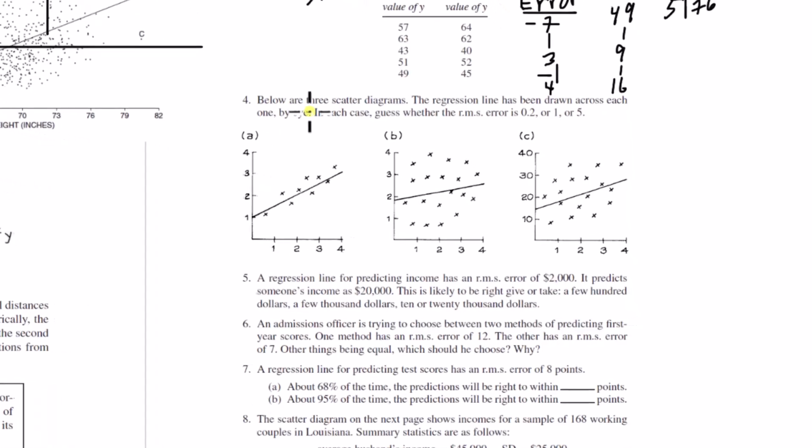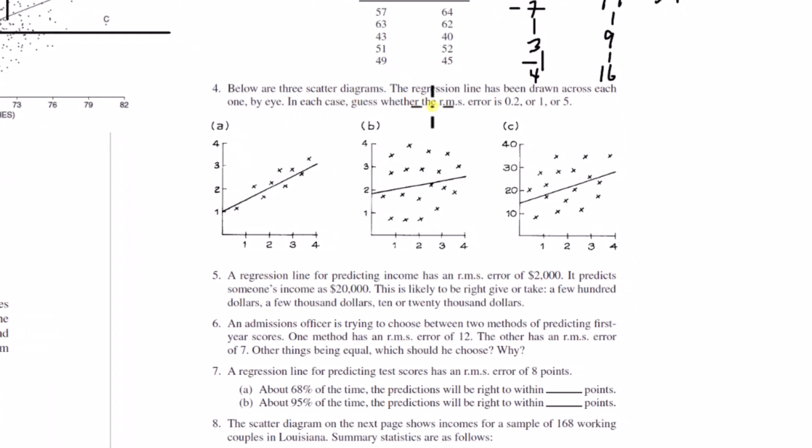Okay, below are 3 scatter diagrams. The regression line has been drawn across each one by eye. In each case, guess whether the RMS error is 0.2, 1, or 5. So, okay.